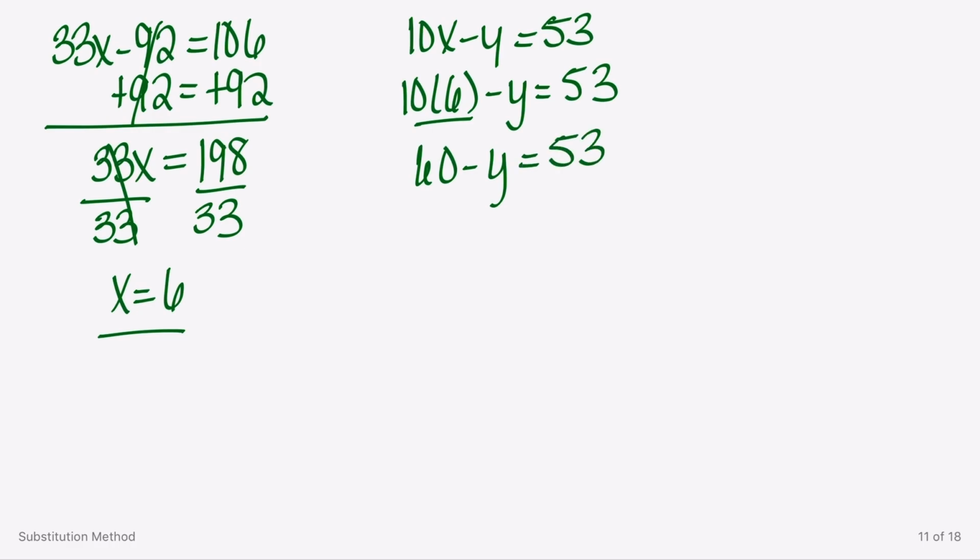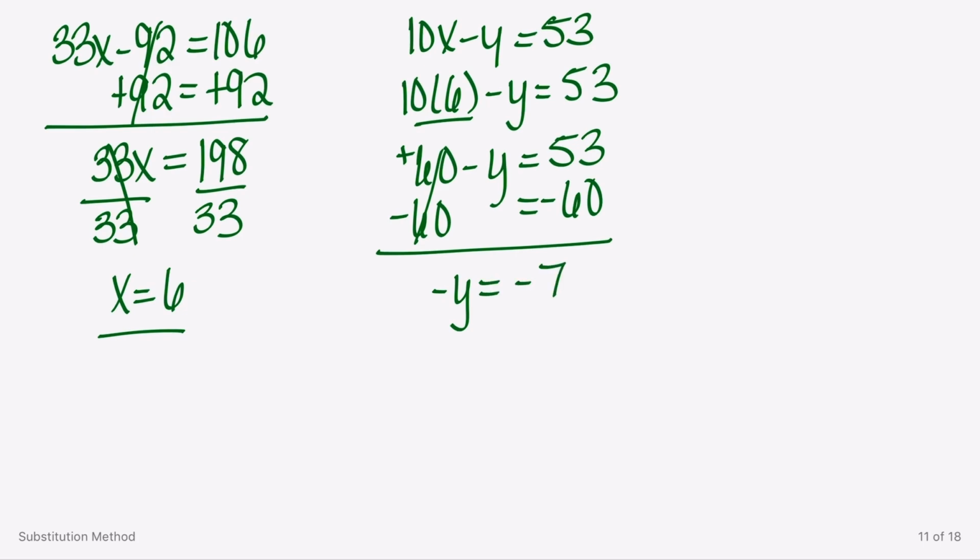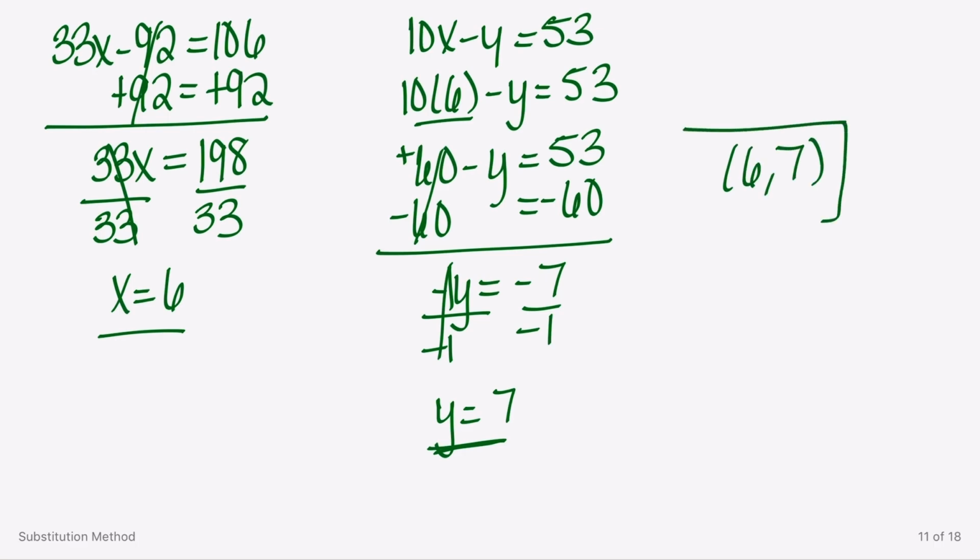Now to solve for y, I'm going to do the opposite of 60, and I'm going to subtract 60 from both sides, which gives me negative y equals 53 minus 60, which is negative 7. Remember that negative y basically means it's a negative 1y. So to solve for y, I'm going to divide everything by negative 1. So that will give me y equals negative 7 divided by negative 1, which is 7. So now I have my x value and my y value. So the solution to this system will be 6, 7.